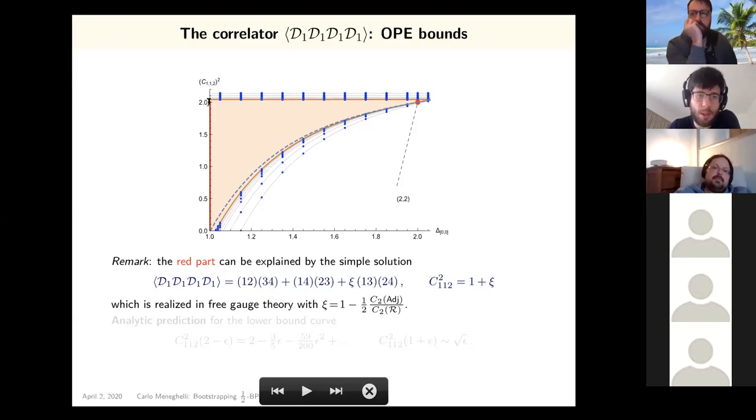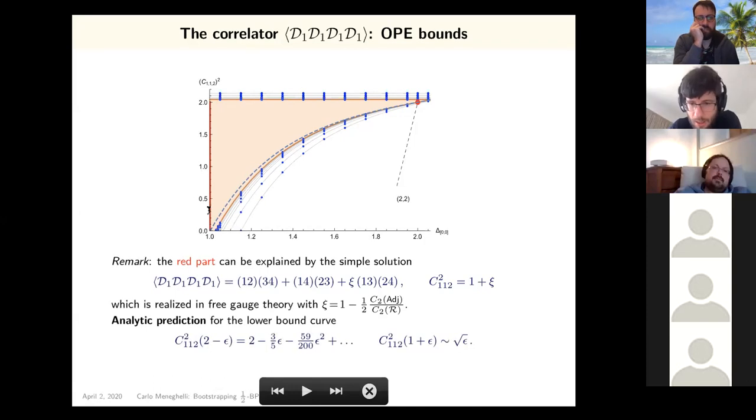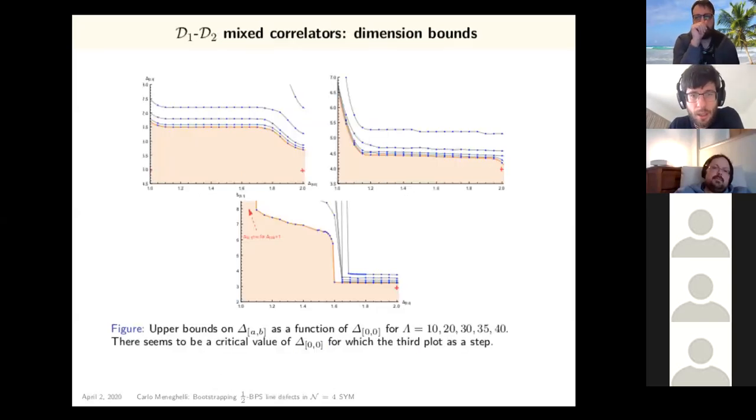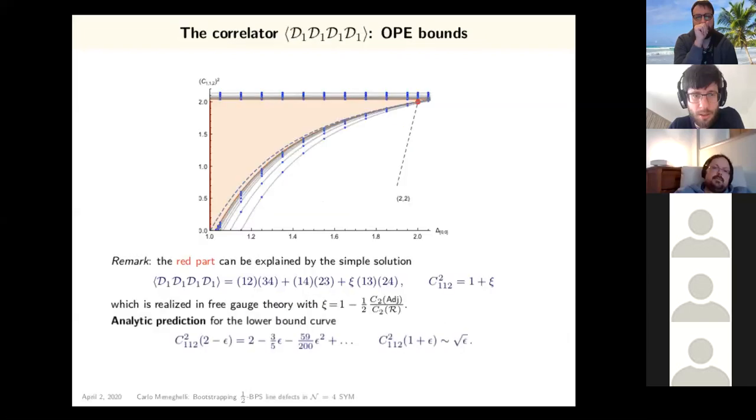One important thing is that there is no choice of gauge group and representation of the Wilson line that allows you to go to this region here. Maybe let me not go now into the analytic prediction. But this is the allowed space. We also consider the D1, D2 mixed.